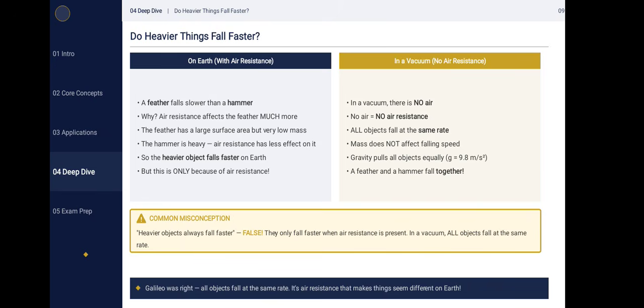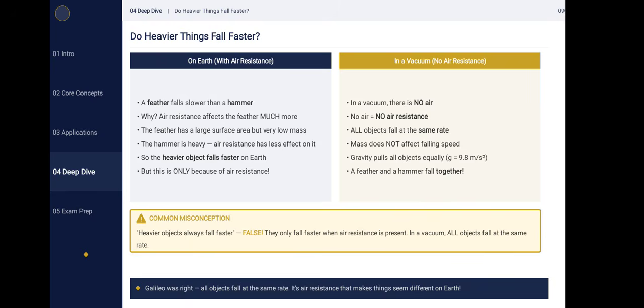While the hammer is very heavy, with much more weight as compared to the feather, air resistance has less effect on it. How? Because it has a greater weight and greater gravitational pulling force, it overcomes the air resistance, since it has less surface area as compared to the feather and a much greater mass. So heavier objects fall faster on the earth. Why? Because air resistance has less effect on them due to their heaviness.